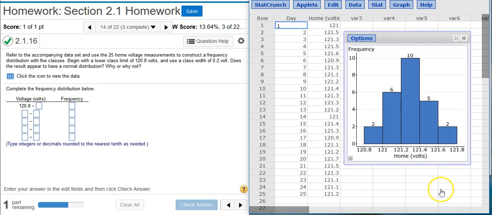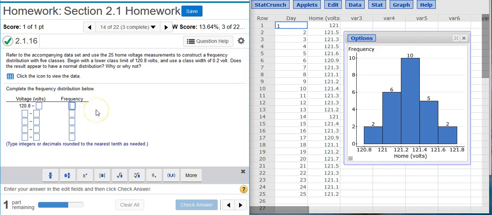Oh, look at this. It's so beautiful. And the best part is value above bar gives you the values at the tops of each of the bars. Those are the counts in each of your bins, each of your classes. So guess what we get to do? We get to just transfer those numbers over. The first one is 2. The next one is 6. The next one is 10. The next one is 5. The next one is 2. So there's our frequency counts.